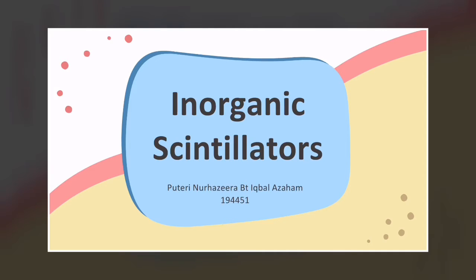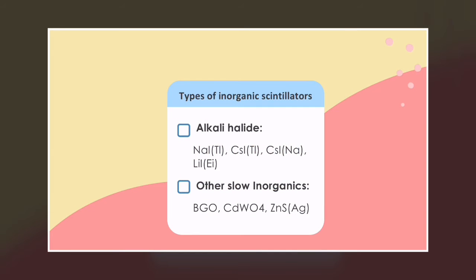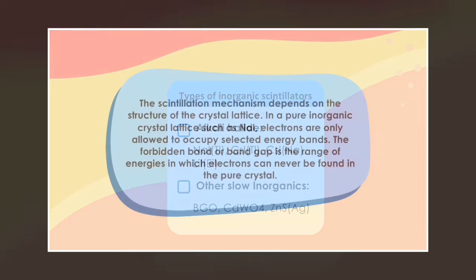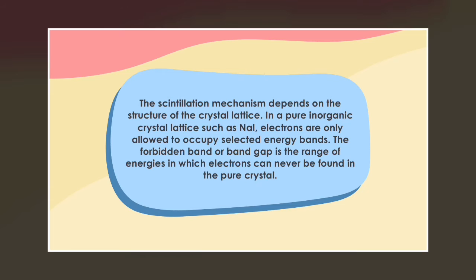Now, I will explain to you about inorganic scintillators. These are the types of inorganic scintillators, which consist of alkali halides and other slow inorganics. The scintillation mechanism depends on the structure of the crystal lattice. In a pure inorganic crystal such as sodium iodide, electrons are only allowed to occupy selected energy bands. The forbidden band or band gap is the range of energies in which electrons can never be found in the pure crystal.